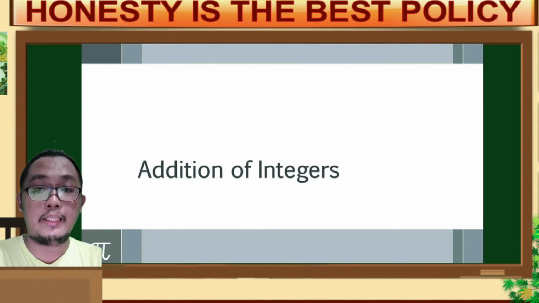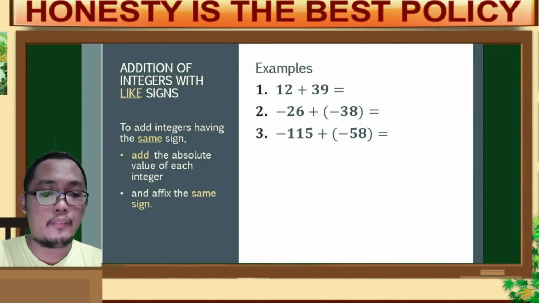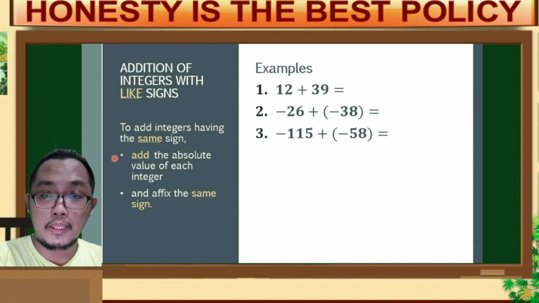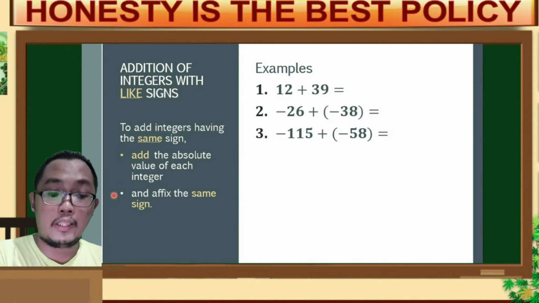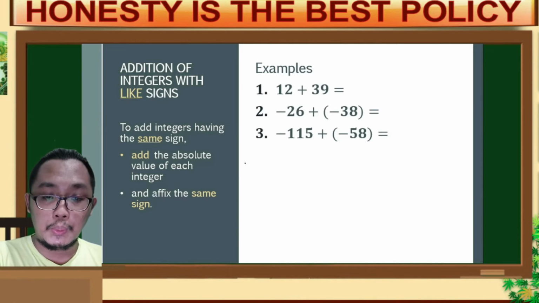So let us proceed with the operations on integers, starting with the addition of integers. The addition of integers has two categories, and one is the addition of the integers with like signs. To start with the addition of integers having like signs, our rule will be to add the absolute value of each integer and affix the same sign. To fully understand what we mean by such rule, let us have these examples.